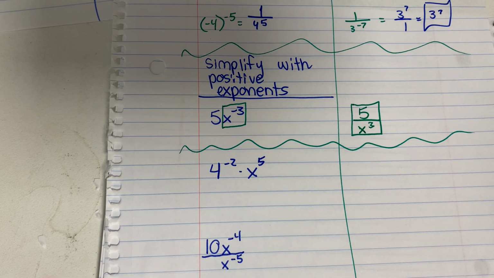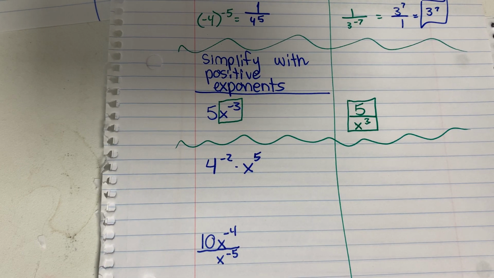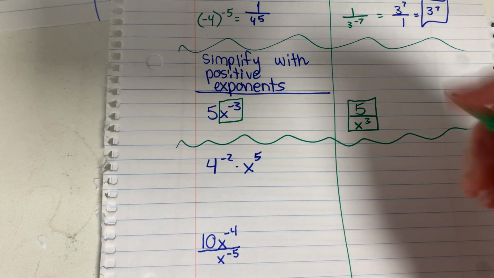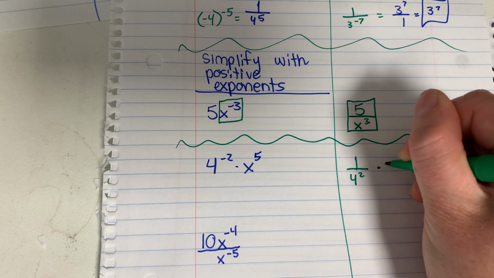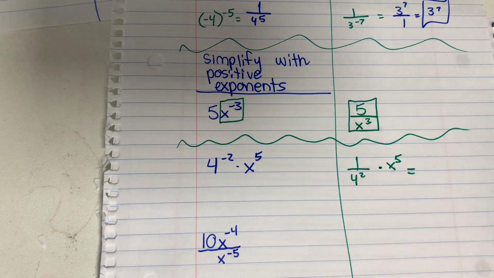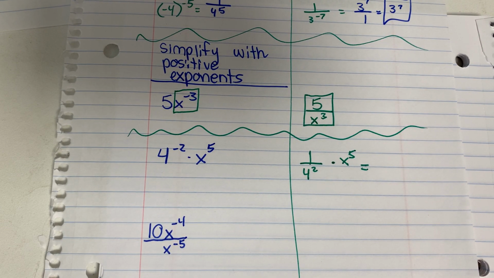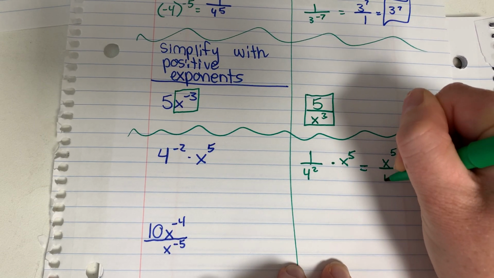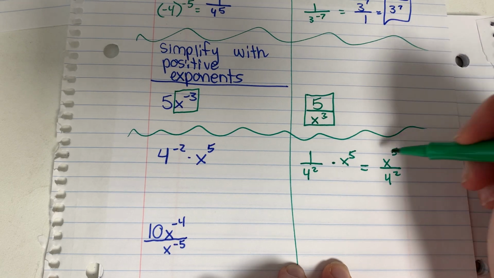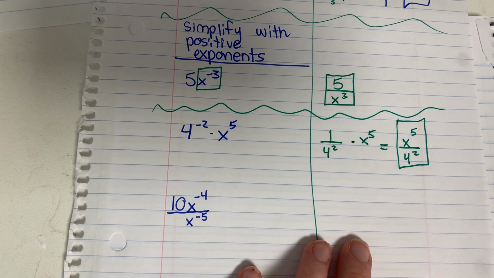Okay, here you can do this. We can't use the product rule here because the bases aren't the same. So I'm going to go ahead and jump that line and flip that sign. And for those that need a review of fractions, I encourage you to go ahead and just look up product of fractions if you don't understand this part. X to the 5th all over 4 squared. And it says keep with positive exponents, so we're not going to simplify that.